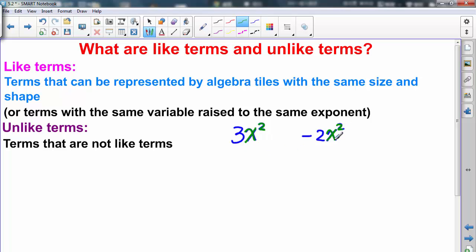I don't care about the numbers, which are also called coefficients, the numbers in front of the variables. They do not matter. I only look at the variables with the exponents on the variable. As long as the variables are the same and the exponents are the same, these two terms are like terms. Unlike terms, of course, are terms that are not like terms.